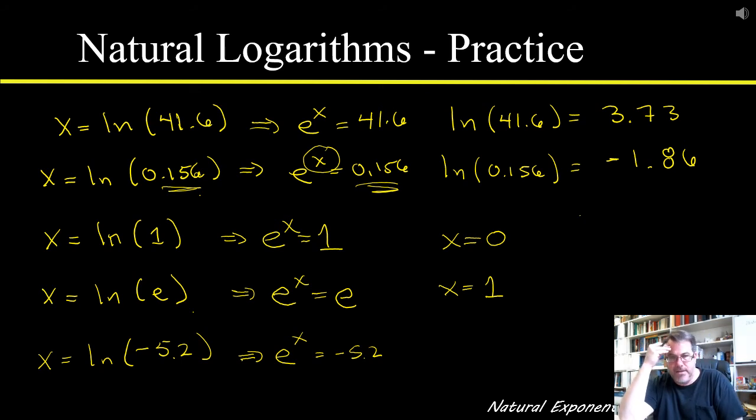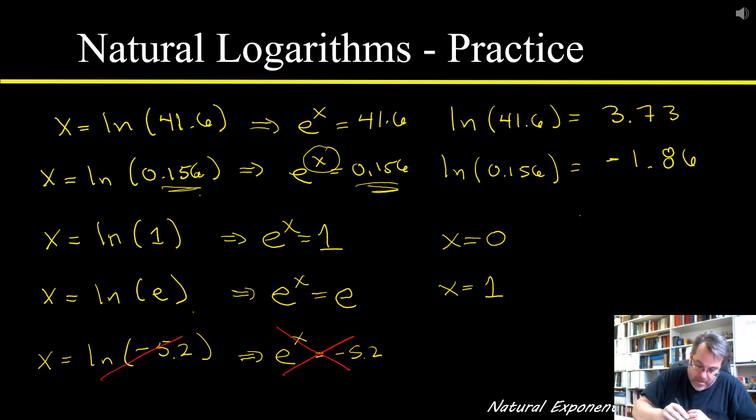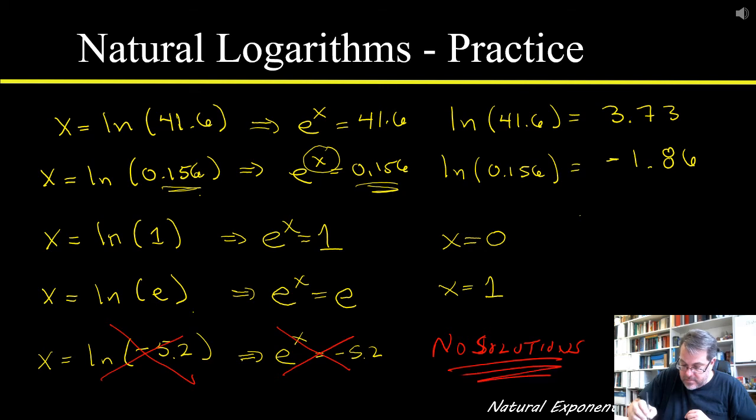If x is positive, the value we get will be greater than 1. If x is negative, we'll get a value that's less than 1, but we can never ever get a value that's less than 0, right? So that means that this is not possible. So no solutions, right? And if you put that into your calculator, type natural log of negative 5.2, you should get an error message. Okay.